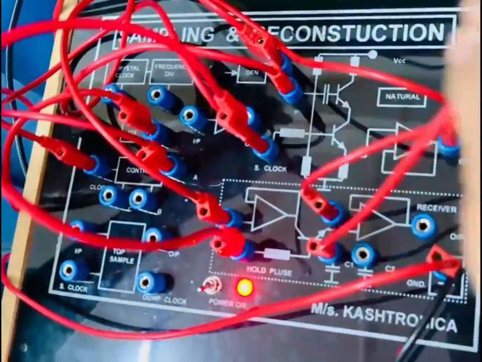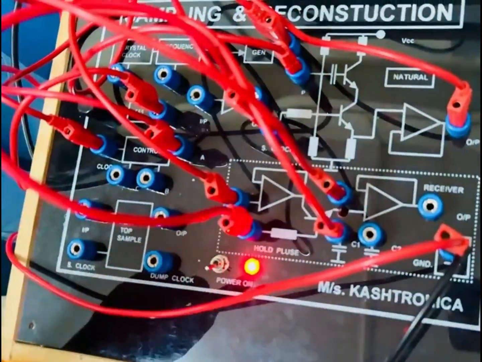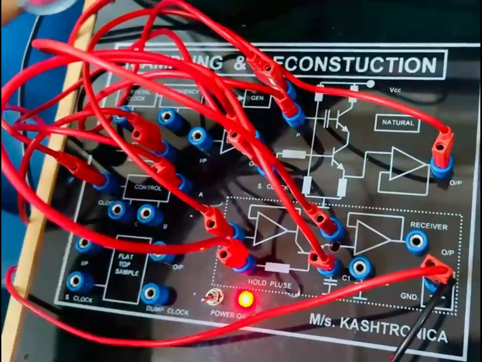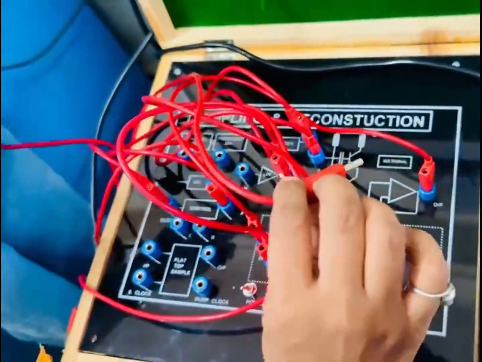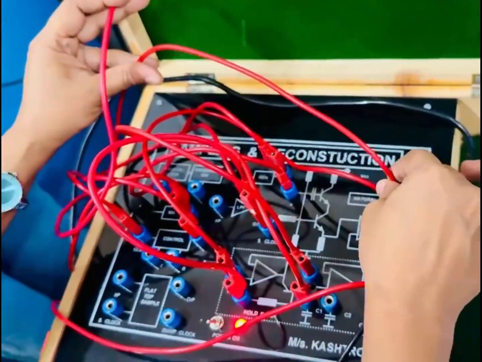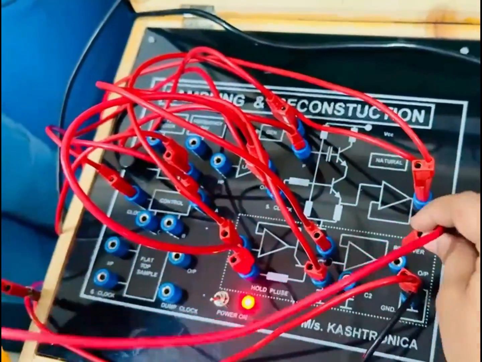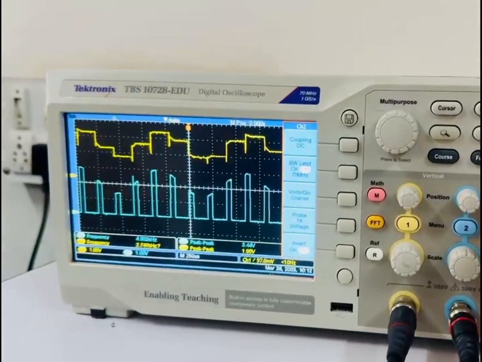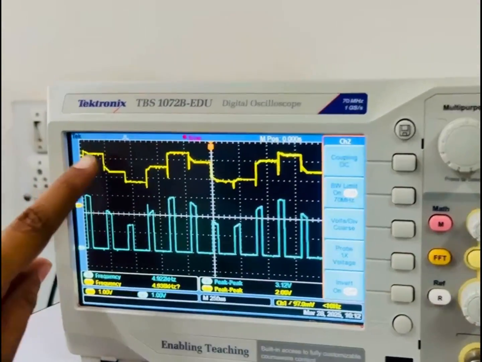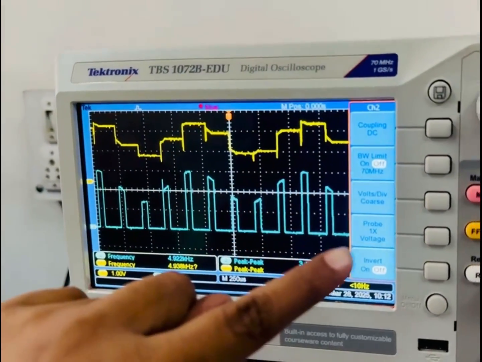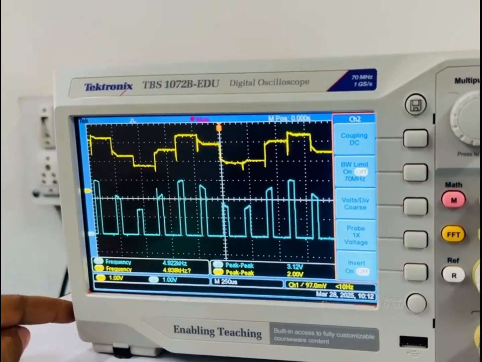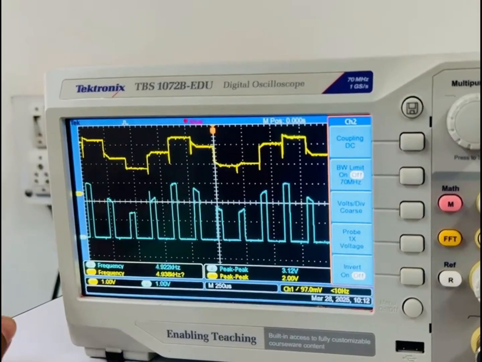Now with these three connections, let's now observe the output of the receiver with reference to the sampled signal. So one probe is to be connected to the output of naturally sampled signal and another is to be connected to the output of receiver. With this, we can observe on the screen the yellow colored signal is the sample and hold signal, while the blue colored signal is the sampled signal, naturally sampled signal.